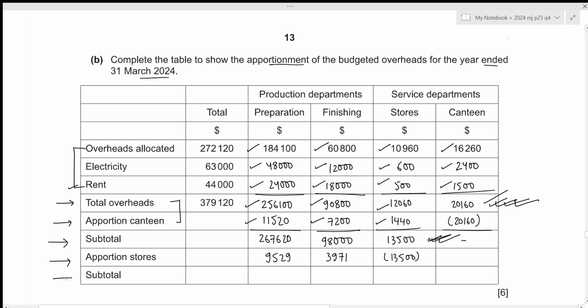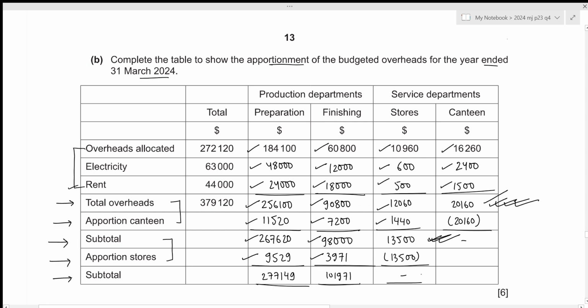Then we can calculate the subtotal again. That will be the sum of previous subtotal and the stores apportionment. So for preparation department, that will be 267,620 plus 9,529, which results in the value of 277,149. We repeat the same process for finishing department. That will be 98,000 plus 3,971, which results in 101,971. And for stores, that is just going to be 0.